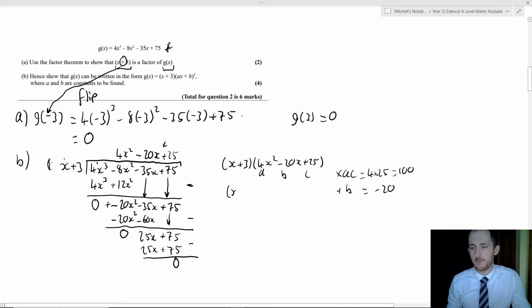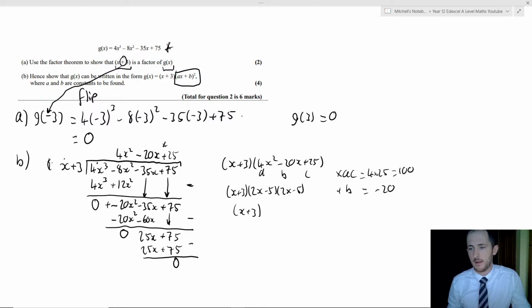So again, whichever way you prefer to factorize is perfectly acceptable, but you should find that you get 2x minus 5, 2x minus 5. But have a look at the question. It should be something squared. So now we just make it x plus 3, and we have a repeated bracket, so we can make it 2x minus 5, all squared.